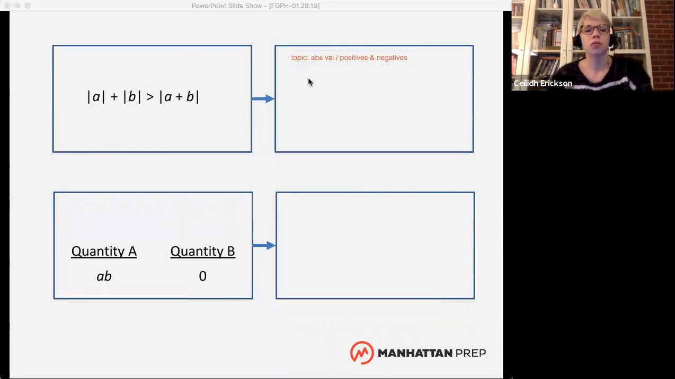So let's think about this. When would the absolute value of these two sides of our inequality, when would they have been equal? Like, when would the absolute value of A plus the absolute value of B equal the absolute value of A plus B?